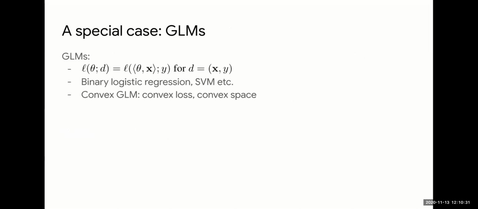As we have mentioned in the beginning, we'll be looking at a special class of optimization problem, the generalized linear problems. This is basically the problem where the loss depends on the label Y and the inner product between the model theta and feature X. It covers the cases like binary logistic regression and support vector machines. We call it convex GLM when the loss is convex and the constraint space is also convex.